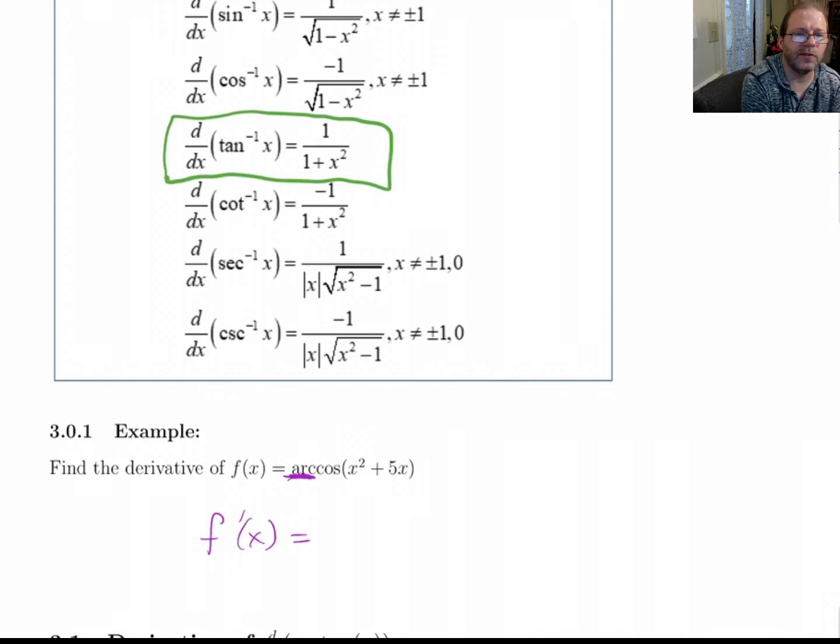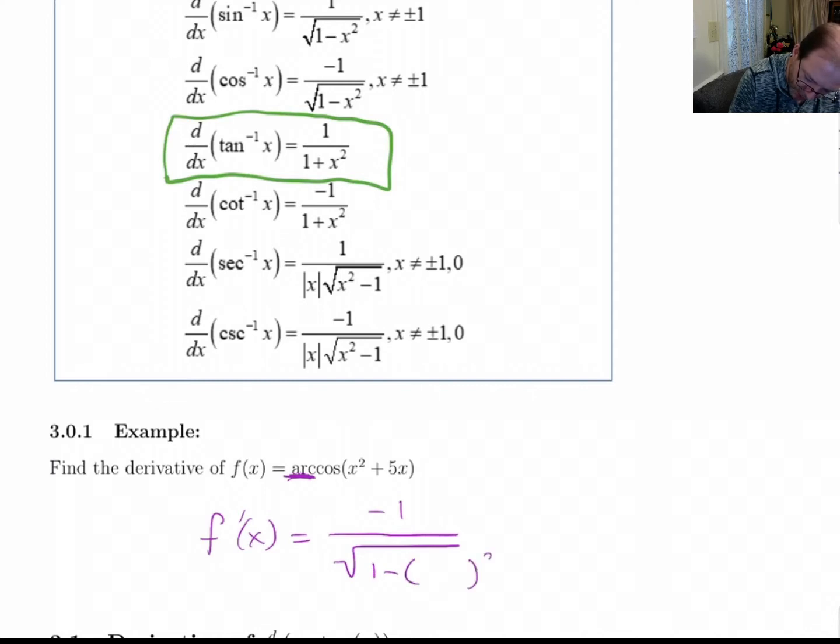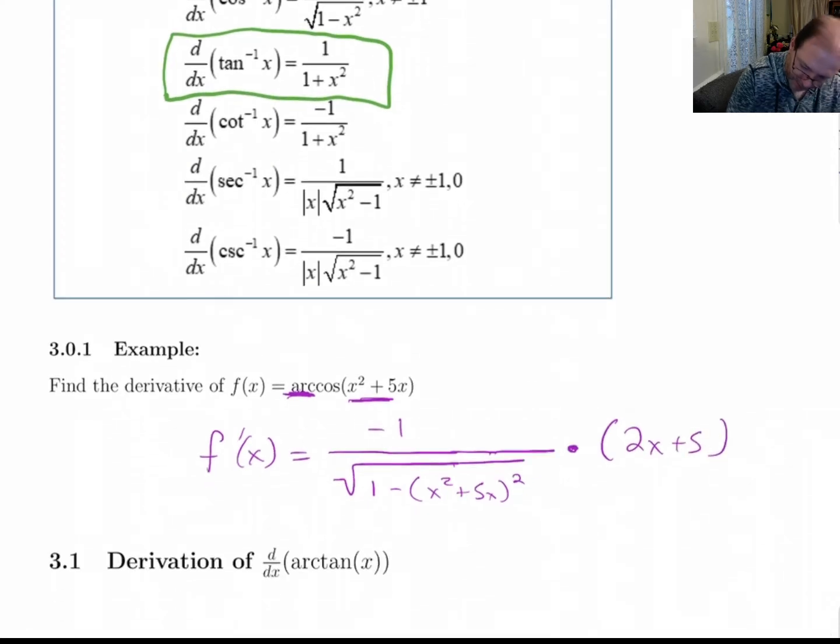So what's the derivative for arc cosine? It's minus 1 over the square root of 1 minus stuff squared, the stuff in this case being x squared plus 5x. Let me write that a little more legibly: x squared plus 5x, squared. And then, of course, we've got to do the chain rule, so we multiply this by 2x plus 5. And that's all there is to it.